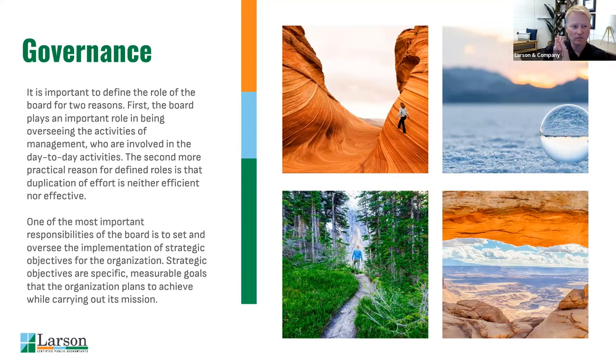Also, an important responsibility of the board is to set and oversee the implementation of strategic objectives. So the strategic objectives are typically specific and measurable goals that the organization plans to achieve while carrying out its mission. There are some examples of strategic objectives. The strategic objectives are not the mission, they're not the programs, but they're the goals that help the organization achieve those.